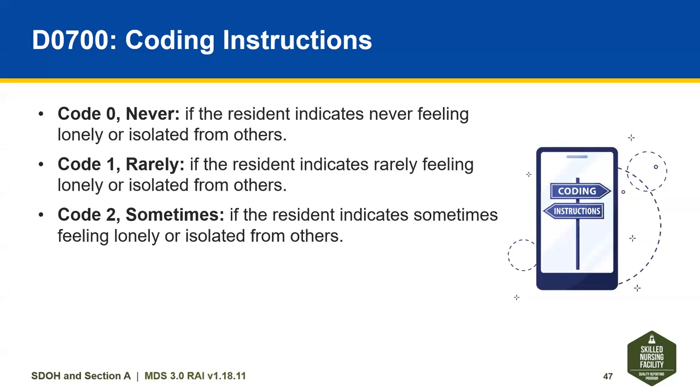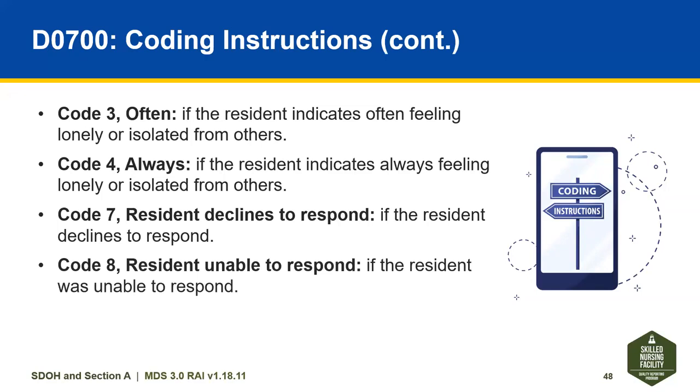You'll code 0, never, if the resident indicates never feeling lonely or isolated from others. You'll code 1 if the resident rarely feels this way. Code 2, sometimes, if the resident indicates sometimes feeling lonely or isolated from others. You'll code 3, often, if the resident often feels this way. And you'll choose code 4, always, if the resident indicates they always feel lonely or isolated from others. And again, you would choose code 7 if the resident declines to respond, or code 8 if the resident is unable to respond.